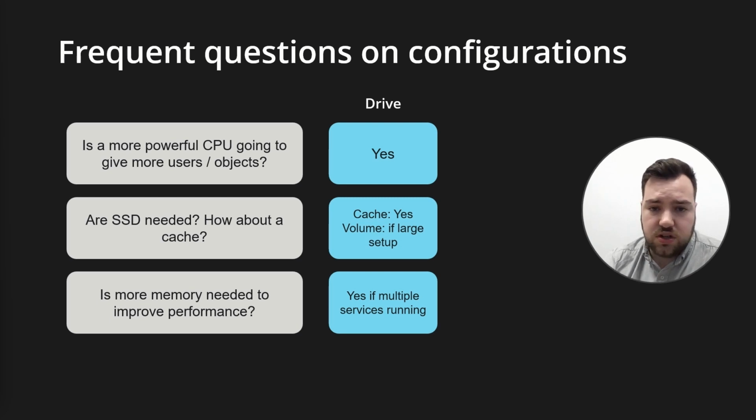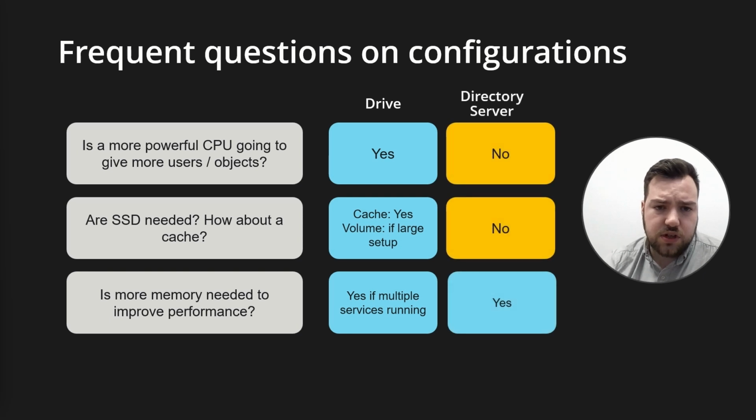Now when we're talking about directory server, a more powerful CPU won't make a difference. SSDs won't make a difference, but more memory will. I think you can double your concurrent connections if you upgrade the RAM. For example, on the 2-bay, if you add an extra 2 gig, I think it gives you an extra 100 users.